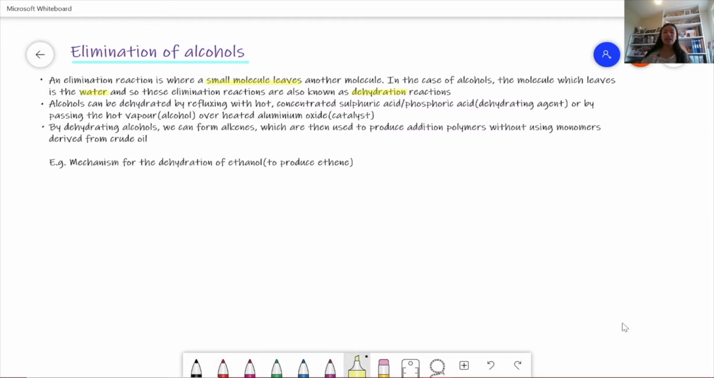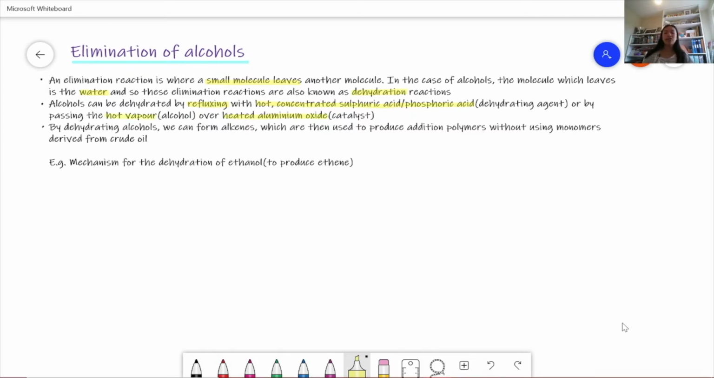Alcohols can be dehydrated by refluxing. Again, that's where the condenser is placed directly on top of a pear-shaped flask. And so when we vaporize and then condense, all the condensed mixture drips back into the mixture. And so it's refluxed with hot concentrated sulfuric acid or phosphoric acid, and these are dehydrating agents, or by passing the hot vapor over heated aluminium oxide, which is a catalyst.